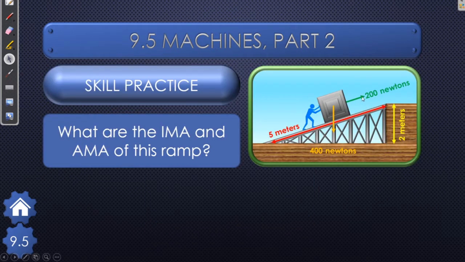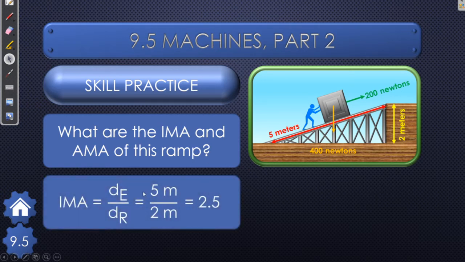So if you remember yesterday, we were talking about this situation where our friend Frank here is pushing a box up a ramp. He is using an effort force of 200 newtons to move the box over an effort distance of 5 meters. The resistance distance is 2 meters, and the resistance force, which is equal to the weight of the box, is 400 newtons. So we want to calculate the IMA and the AMA of this ramp.